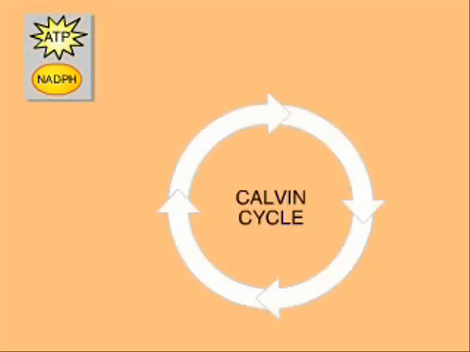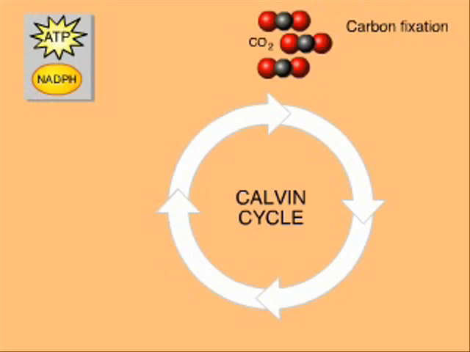So far, the energy from the light reaction is stored in the chemical bonds of ATP and NADPH. In the Calvin cycle, this energy is used to produce sugar molecules. The Calvin cycle is a complex series of chemical reactions carried out in the stroma. The Calvin cycle begins with the input of carbon dioxide.